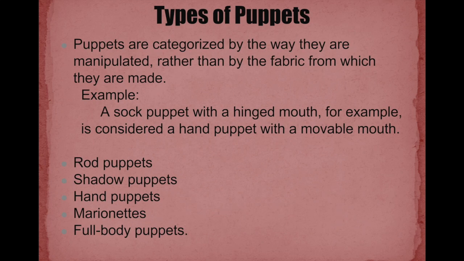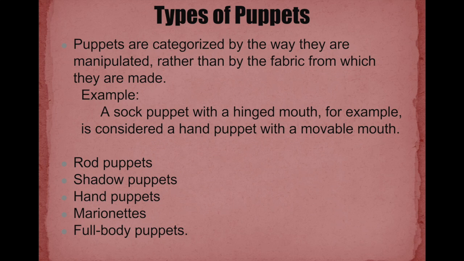All right, there are various types of puppets. They can be categorized by the way that they are manipulated rather than the fabric with which they are made. So a sock puppet with a hinged mouth, for example, is considered a hand puppet with a movable mouth. So again, it's more about the way that they are manipulated. We often call puppets by what they're made from, like a sock puppet, for example, but you can see below there are 5 categories that each type of puppet falls into.